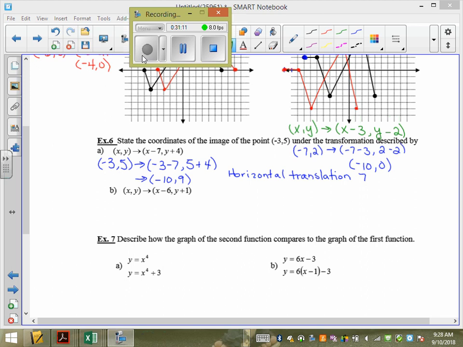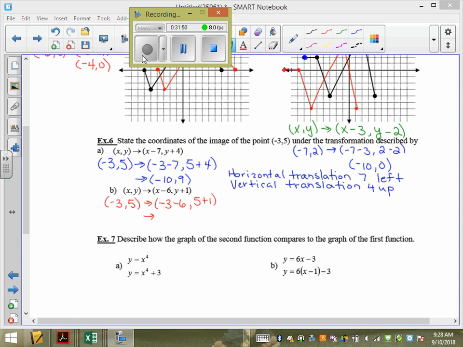I have a y value. I'm adding 4 to it. I'm moving up. Right? If you understand, this is really easy. It's people who memorize transformations that scare me. Okay? And they should scare themselves. Okay, so it's 7 left because I'm subtracting 7 from my x coordinate. And it's a vertical translation for up. Okay, then this one, I have negative 3, 5, and it's negative 3 minus 6, 5 plus 1.